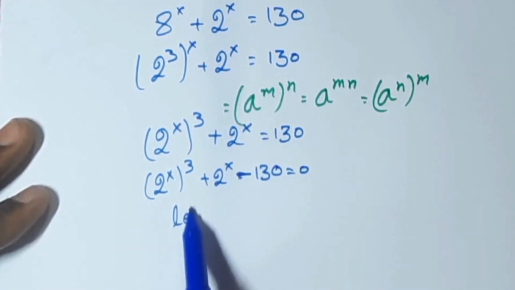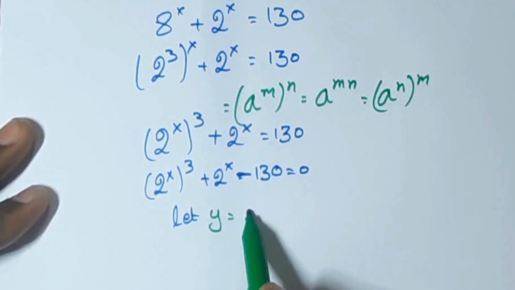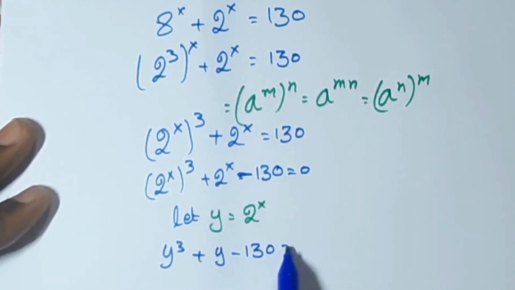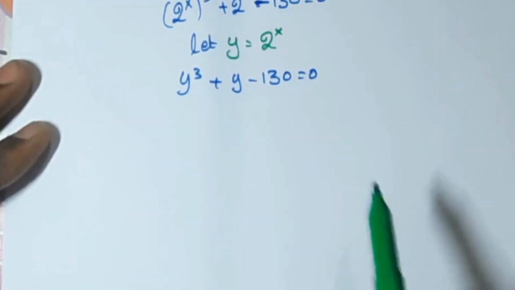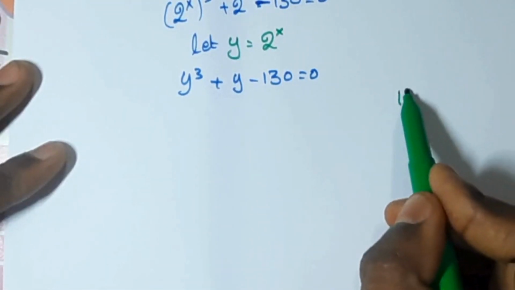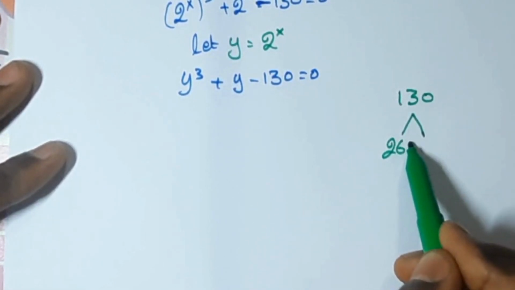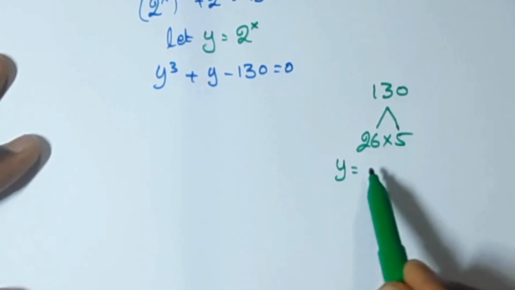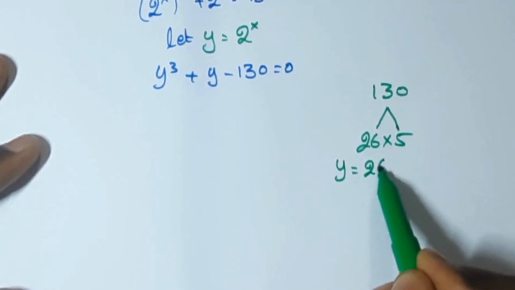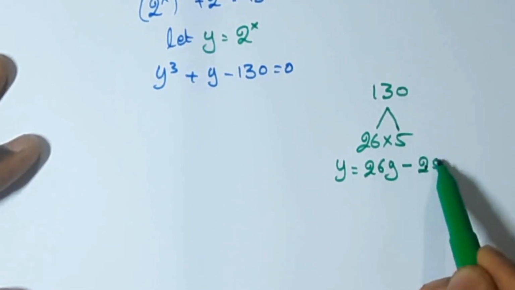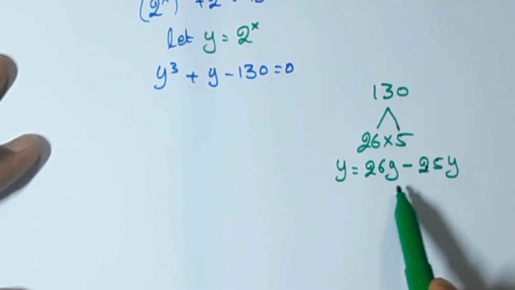Now let us consider y equal to 2 to the power of x. Y power 3 plus y minus 130 equal to 0. This 130 can be written as 26 times 5. 26y minus 25y, so there is one y from here.